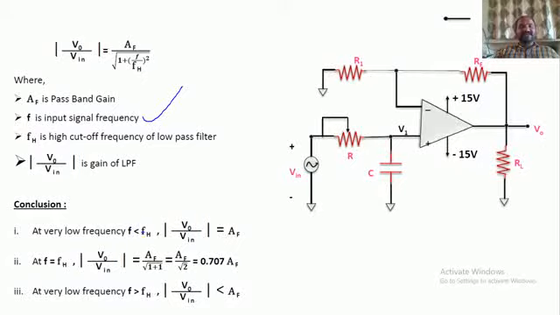In the first point, I'm assuming that f is less than the cutoff frequency. That is, the input signal frequency is less than the cutoff frequency of the low pass filter. Then what could be the response? Here in f by fh, I am assuming that f is less than fh. So I'm substituting this assumption in this particular equation. When f is less than fh, obviously the denominator is greater than the numerator.